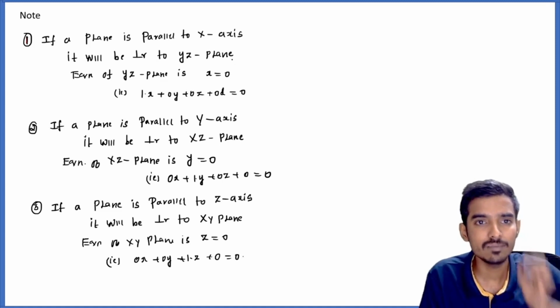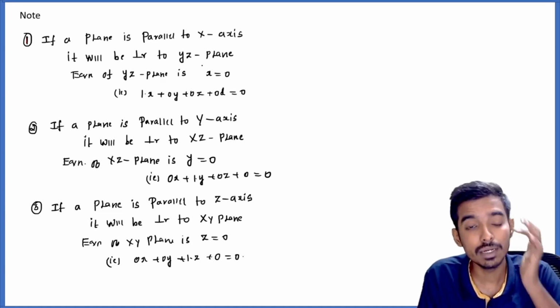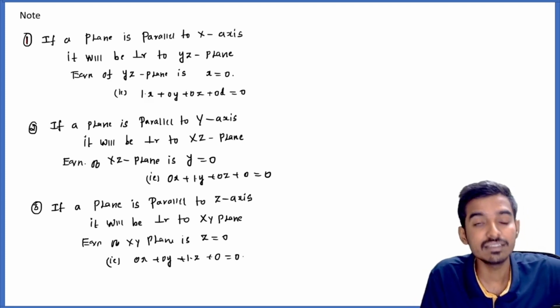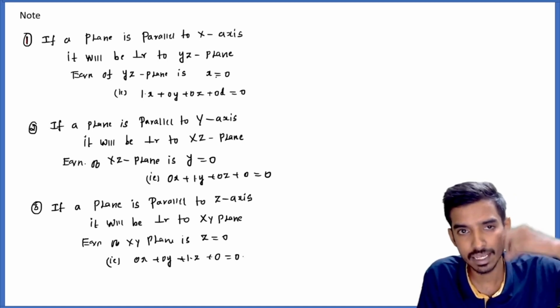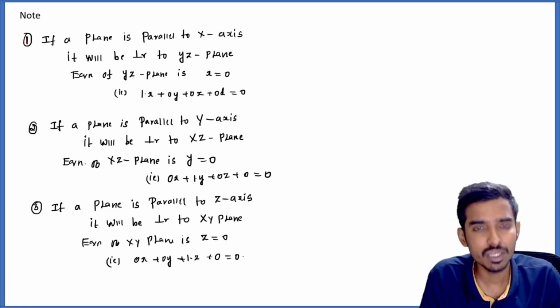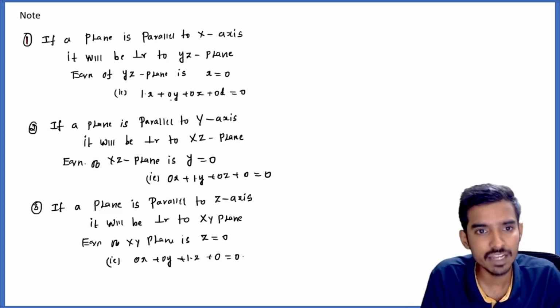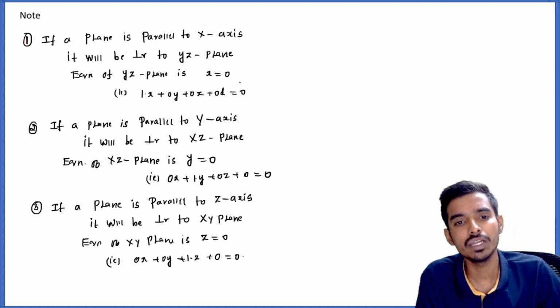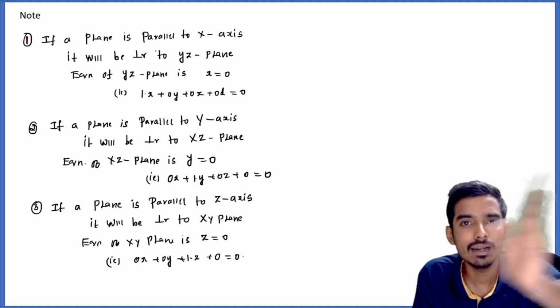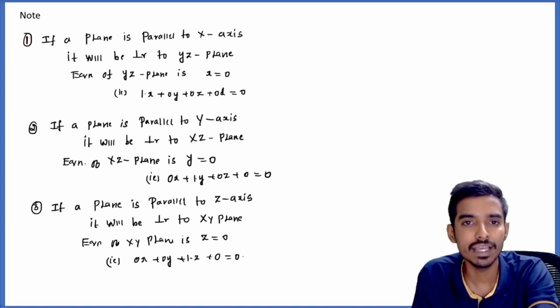Right? If a plane is parallel to the x-axis, it will be perpendicular to the yz plane. And what is the equation of the yz plane? It is x equal to 0. If you want to write that in the general equation of a plane format, ax plus by plus cz plus d equals 0, that means 1 into x plus 0 into y plus 0 into z plus 0 into d is equal to 0, right?